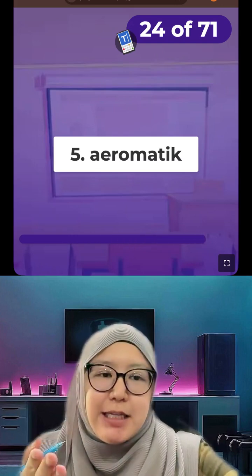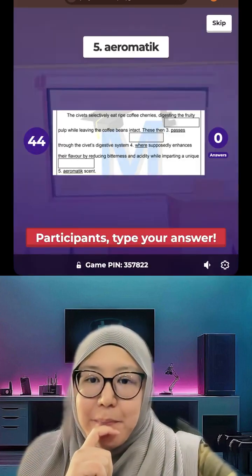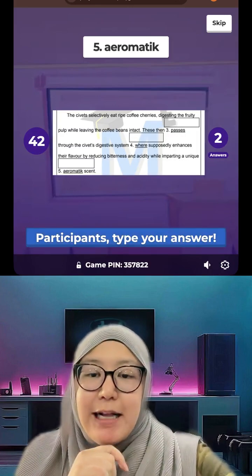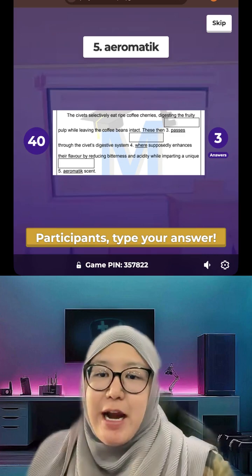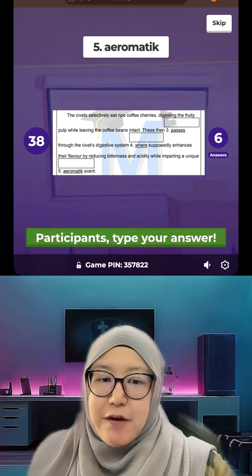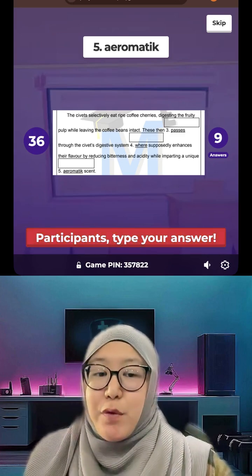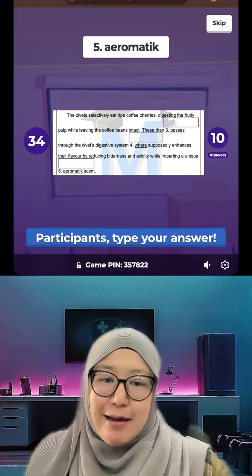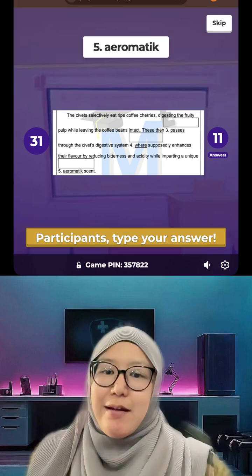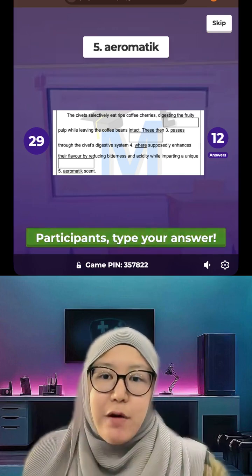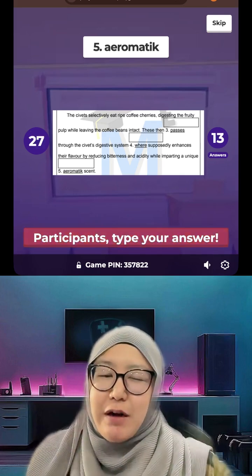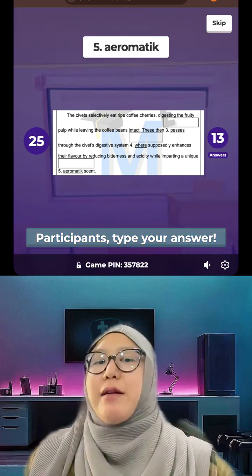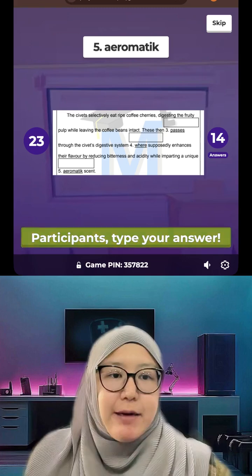This one is pretty easy, right? While imparting a unique aromatic scent, even with the error, you can actually pronounce it correctly. Aromatic scent. So you just have to figure out how to spell the correct aromatic spelling.